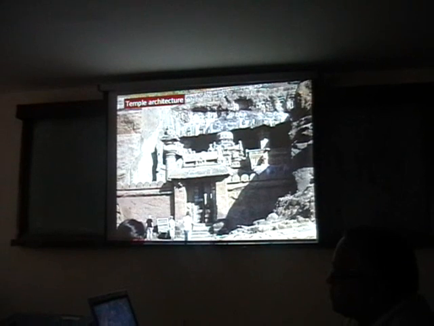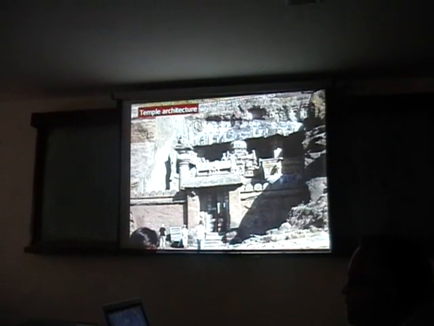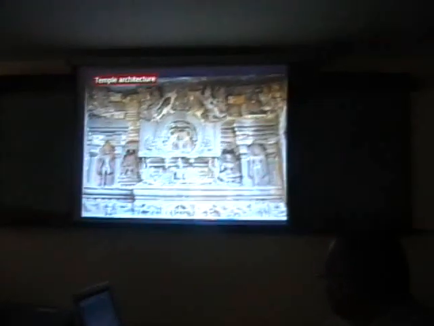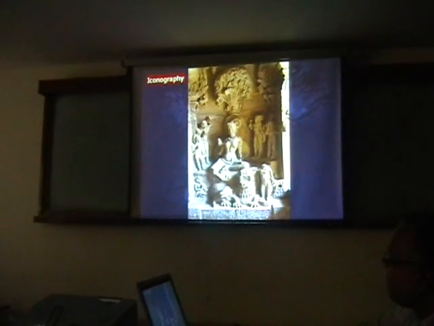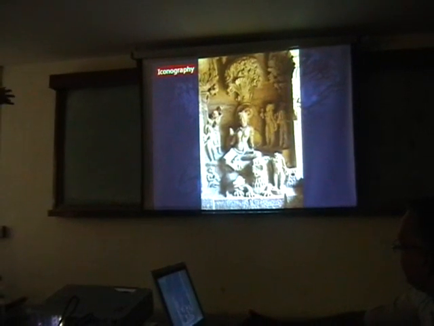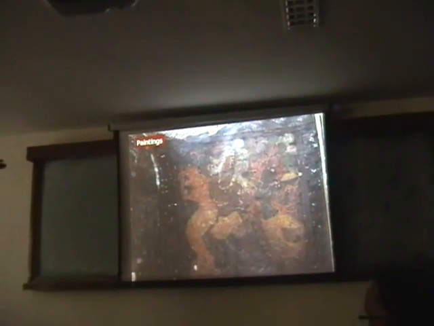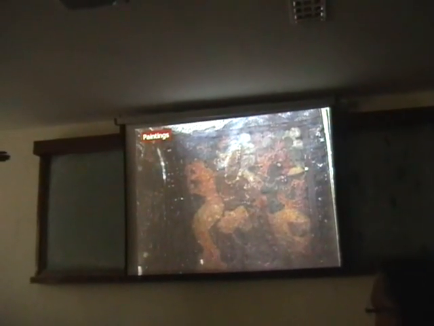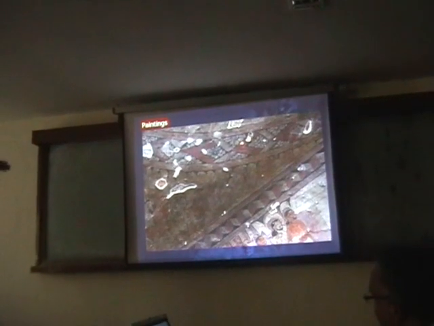It contains some fantastic sculptures, iconography and paintings. Yes, see, iconography from Indra Sabha. I don't know much about these things, but they are something fantastic done in the 10th century. No, these are paintings. 10th century painting, 1000 years ago. Lively painting. See this?